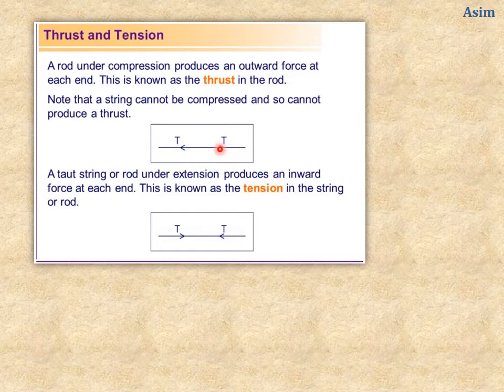Remember one thing, a rod can experience both thrust as well as tension depending on the direction in which force is applied. However, a string can never experience a thrust. You cannot hold a string and push it towards the center. It will become slack. So a string will always experience a tension when it is pulled away from the center.